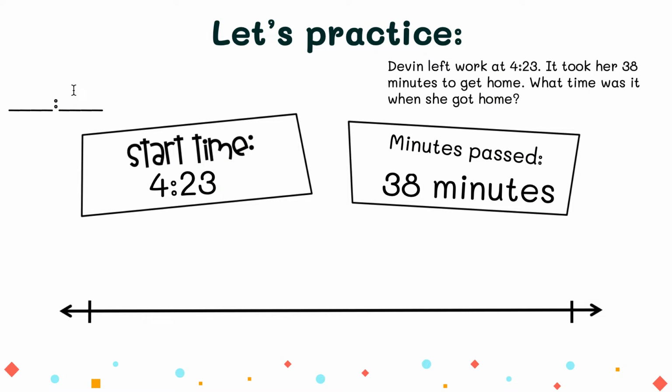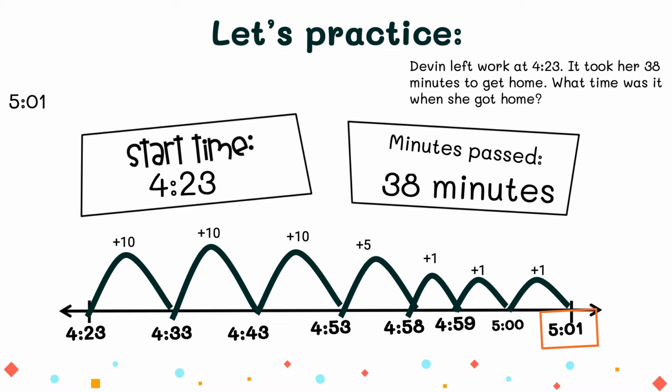So let's do a practice problem. Devin left work at 4:23. It took her 38 minutes to get home. What time was it when she got home? So we have a start time of 4:23 and we're given an amount of time, 38 minutes. So our answer is going to be in a written out clock format. Here is what the jumps would look like.